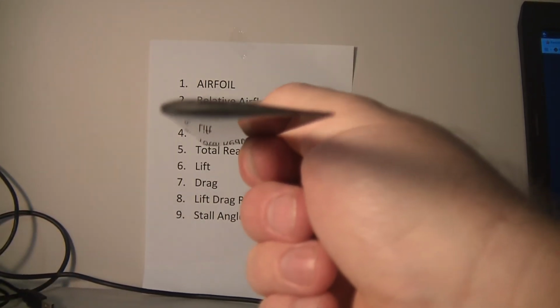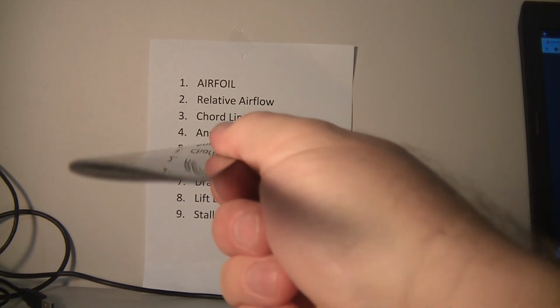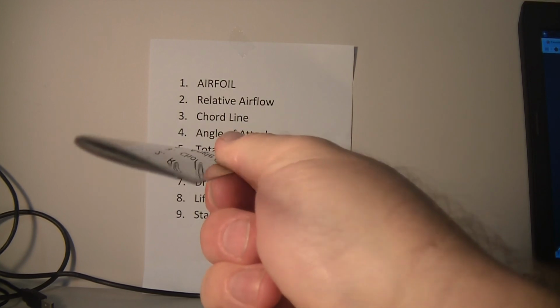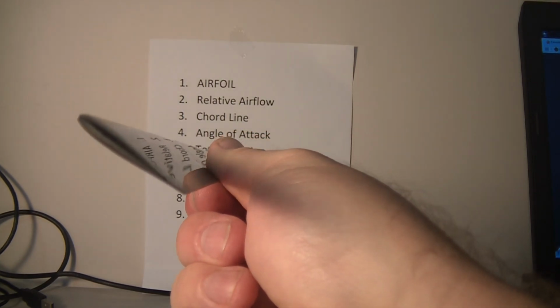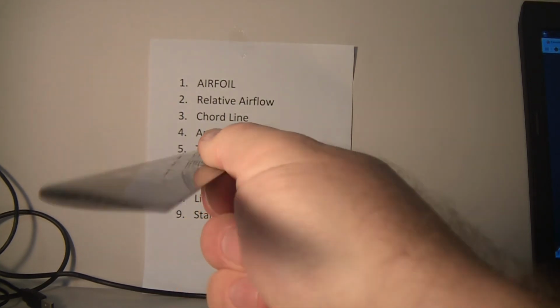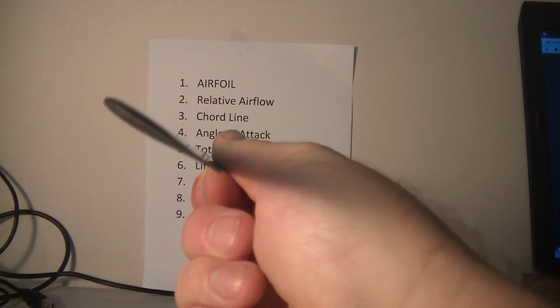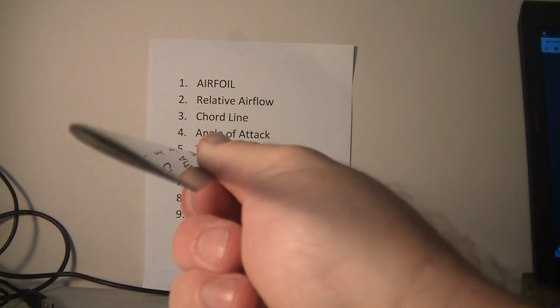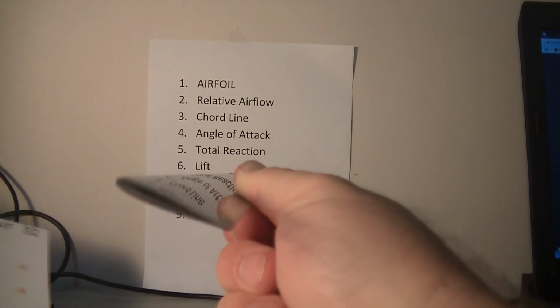Now those two figures work together. We've got lift and we've got drag occurring at all times. Now the greater the angle of attack, the greater the amount of lift we get, but the greater amount of drag we get at the same time.